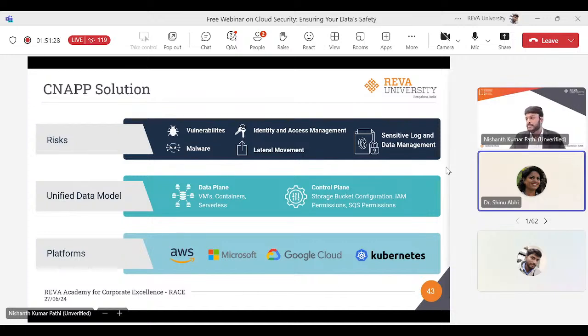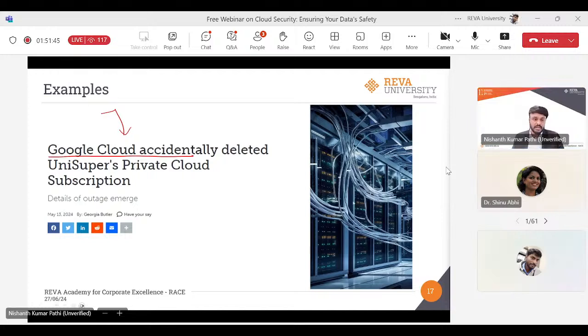There is one more question: is adopting multi-cloud a good solution? I think after this example, I feel it is important. I've seen the UniSuper example, right? Who expected that Google's engineers would delete all my subscription? Did they expect it? UniSuper never expected it, and it happened. And we have to always learn from previous incidents.